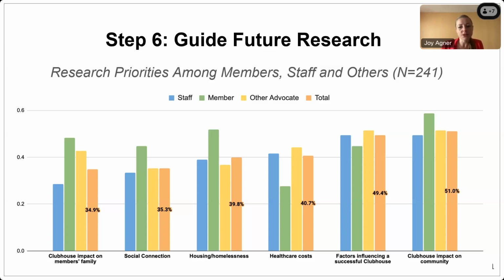Housing and homelessness was one of the top priorities among members. And as we know, this is a national crisis, and there are many clubhouses that are doing great work around supporting housing. So that's also a gap that I would love to see addressed.